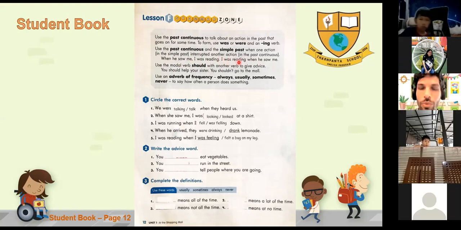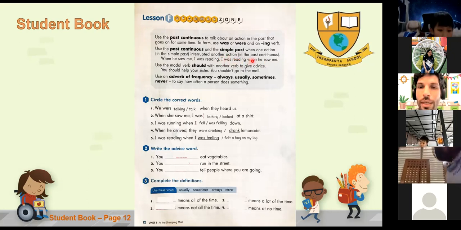I was reading. Now the first part uses past continuous tense. I was plus verb plus ing. I was reading when he saw me. So like we said before, this action, the action in past continuous, was happening when something happened and interrupted that action. Okay?